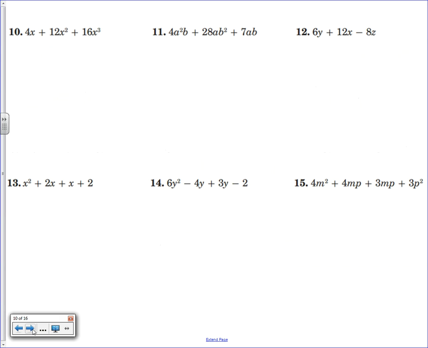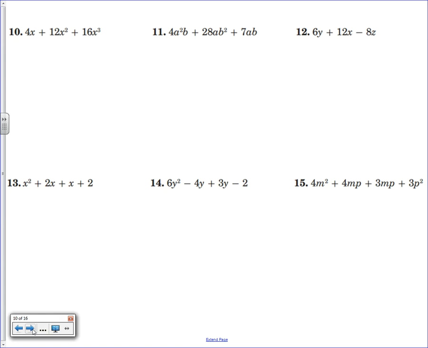How about number 11 there in the middle, please? Okay, take a look at 11. So you need to be asking yourself, can I divide 4, 28, and 7 by the same thing? So, Logan, can I divide 4, 28, or 7 by the same thing? No, so there's no number that can come out.